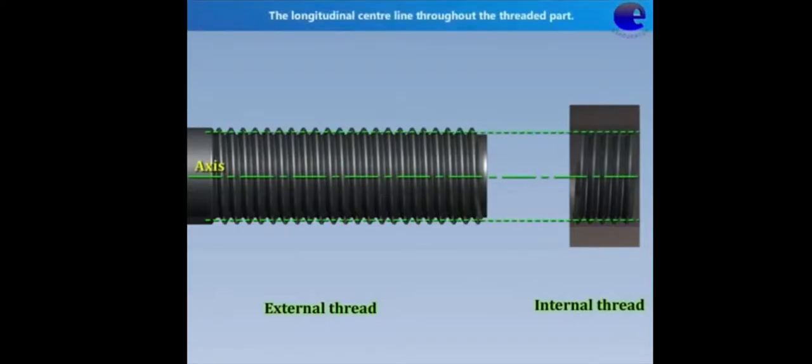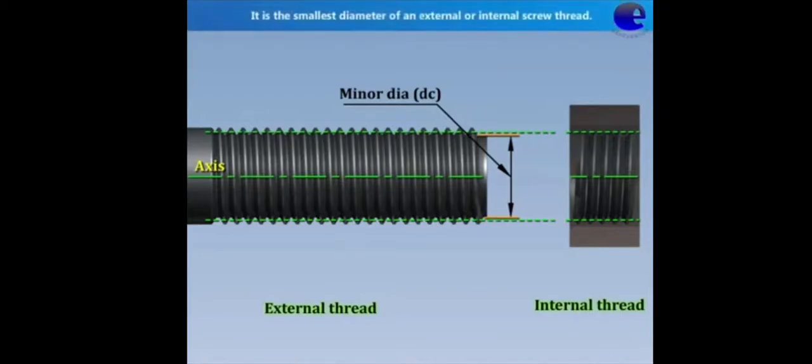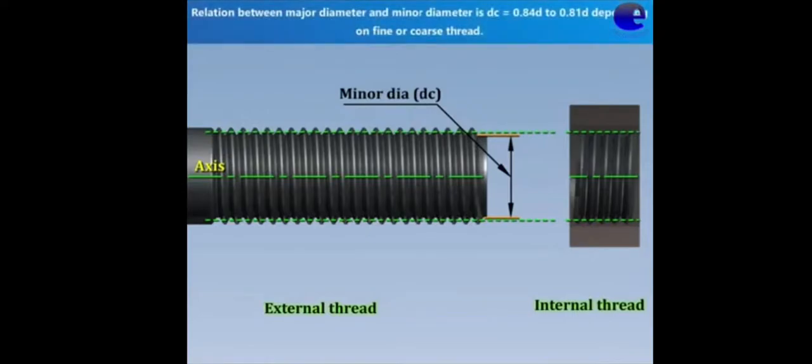Axis, the longitudinal central line throughout the threaded part. Minor diameter, that is DC. It is the smallest diameter of an external or internal screw thread, also known as core or root diameter. Relation between major diameter and minor diameter is DC is equal to 0.84D to 0.81D depending on fine or coarse thread.